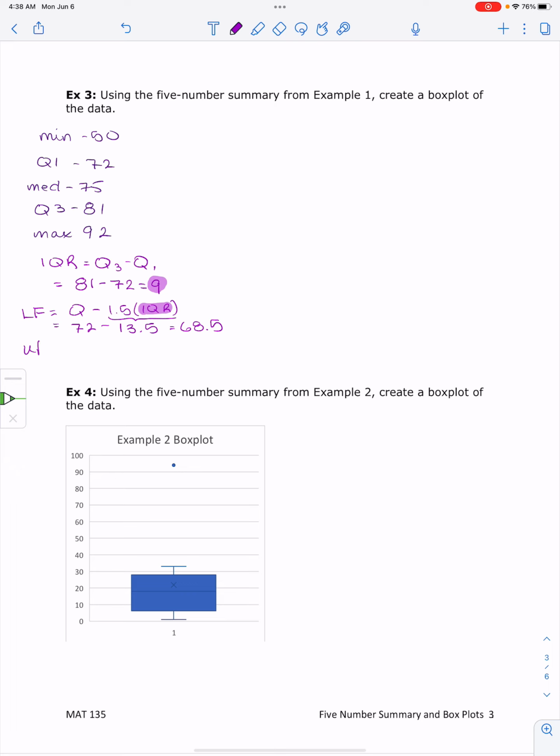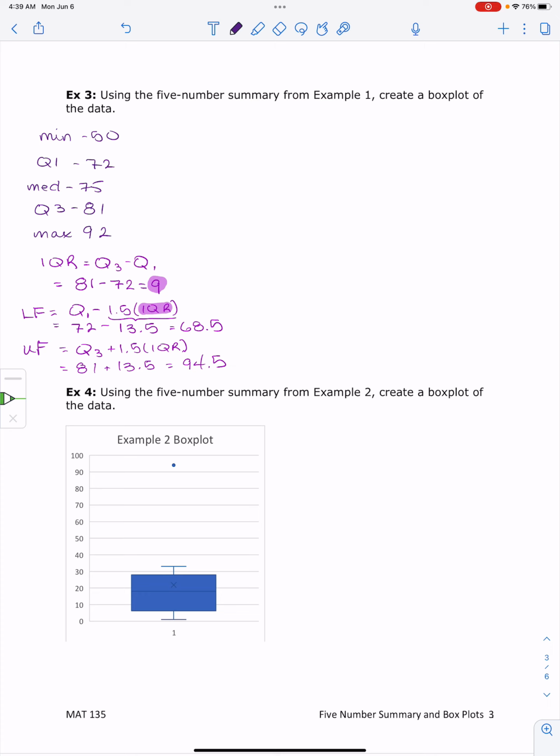To find my upper fence, I'm going to go ahead and add that 1.5 times the interquartile range to my Q3, 81, plus that 13.5, and I get 94.5. These are my fences. Okay. Let's go ahead and draw the box plot.